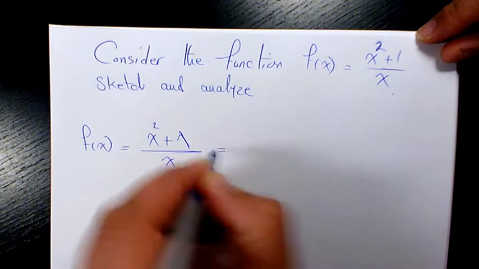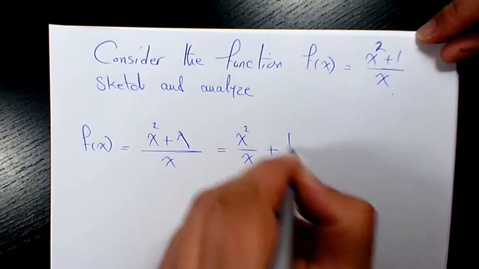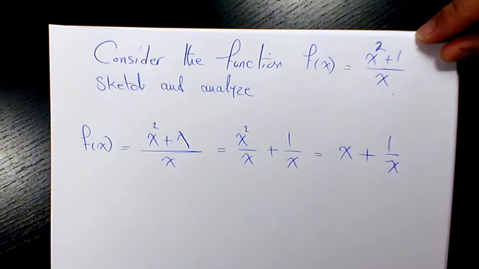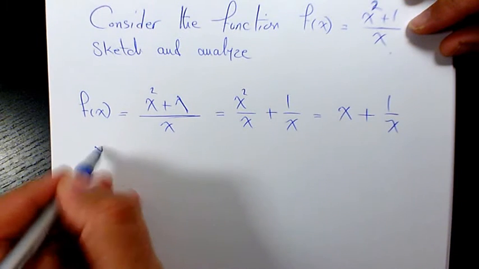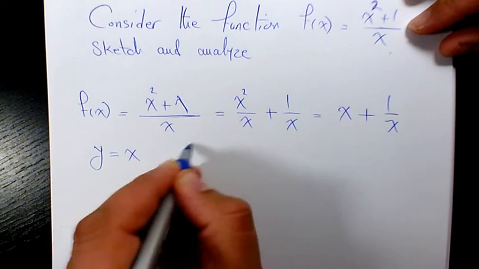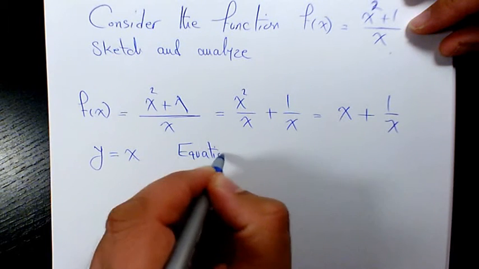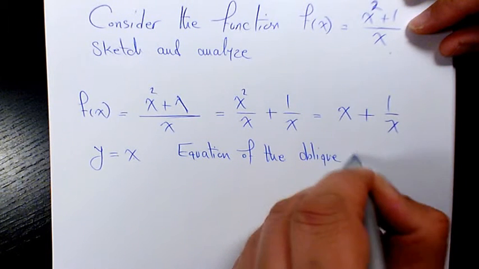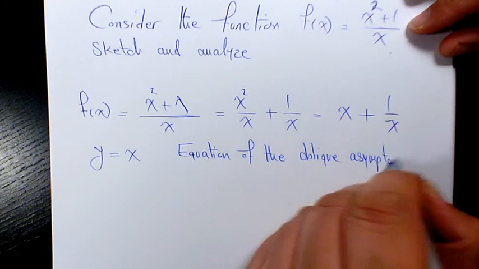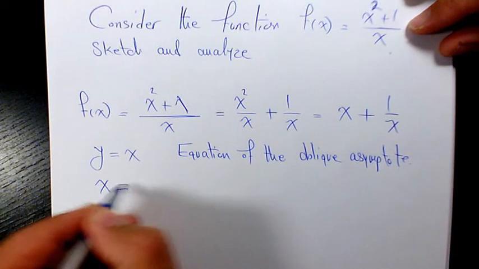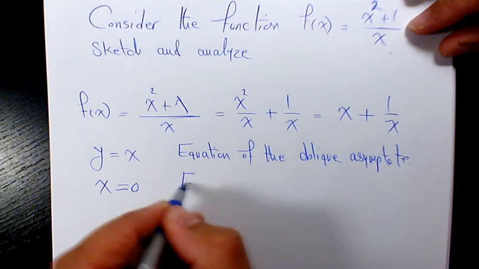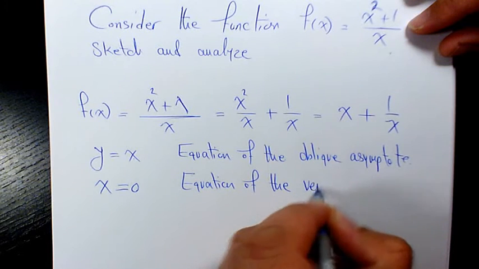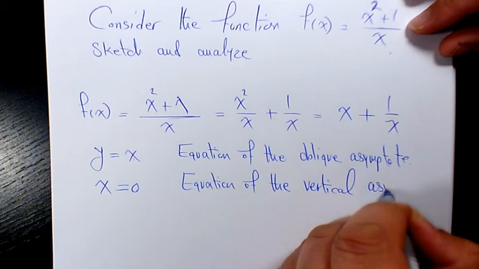x squared plus 1 over x is going to be x squared over x plus 1 over x, which is going to be x plus 1 over x. So we can say y equals x is going to be the equation of the oblique asymptote, and x equals 0, which is the denominator, is the equation of the vertical asymptote.